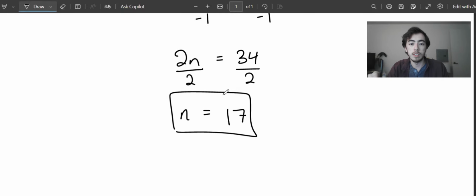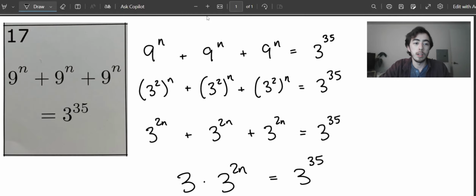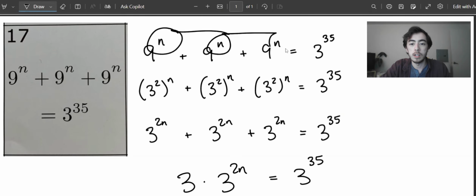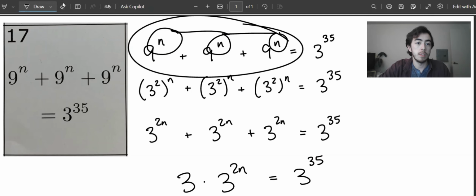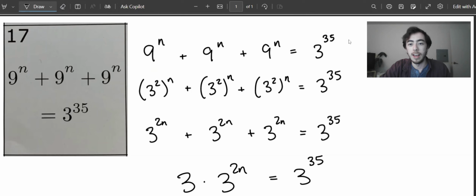So n is 17, and scrolling back up, I could plug it right back in here, here, and here, then do 9 to the power of 17, don't know what that is, add all of these up together, and it's going to be the same thing as this really big number as well. And yeah, no clue what that number is, but I do know that n has to be 17 for today.